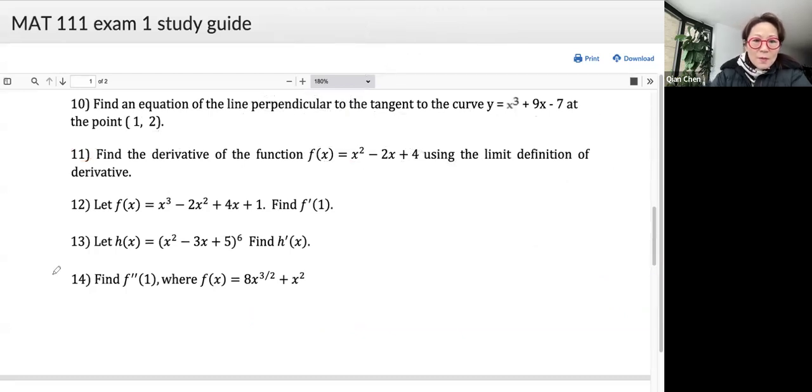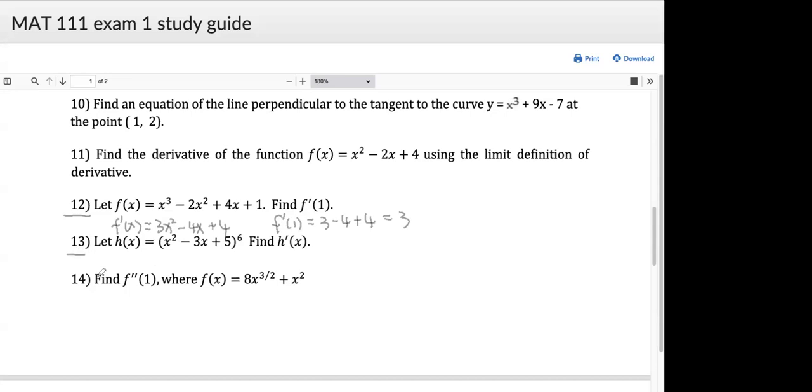Now let's see, 12. Well, we want to find f prime of 1. So first we want to find f prime, the derivative. We use the power rule: 3x squared minus 4x plus 4. Then we plug in 1 for the derivative function. So 1 squared is 1, 4 times 1 is 4, so minus 4 plus 4, we get 3. And this is very simple, right? No one should have any problem with this.